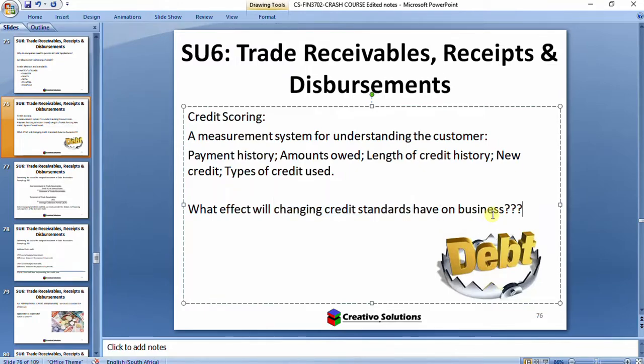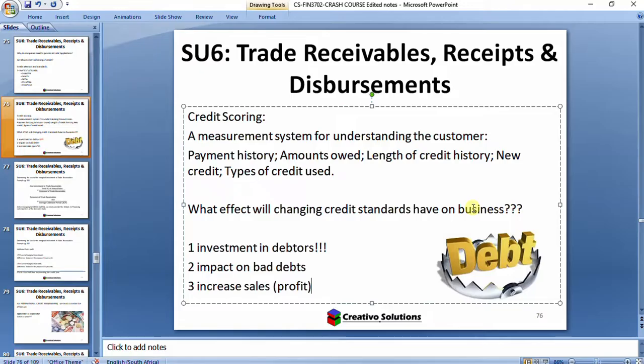The first thing you've already got. Number 1, investment in debtors. That's something that you need to calculate. What's the next thing? Think about it. Do people always pay? No, bad debt. Yes, impact on bad debts. Right? And why did we give out credit in the first place? To increase our sales. 100%. Okay, the profit.